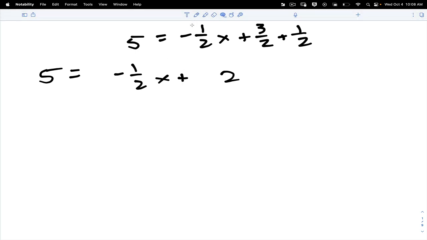To fraction bust this one, what do I multiply by, Lauren? 2. Okay, let's try it. I'll make it red.